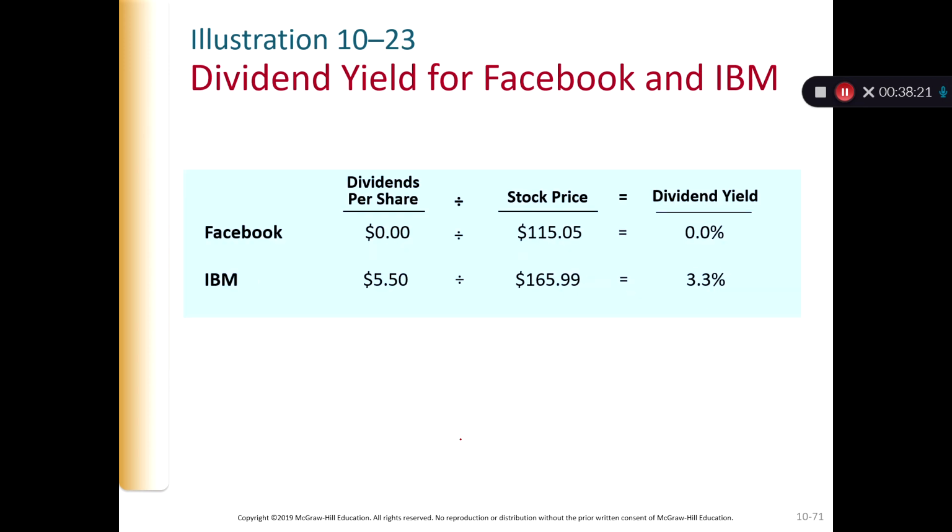Okay, so let's look at the dividend yield for Facebook. We know dividend yield uses dividend per share divided by stock price. Facebook declared 0 dividend and IBM declared $5.50. That represents that small growth companies tend not to pay dividends. Facebook is special because from day one it decided not to declare a dividend, but usually small growth companies tend not to pay dividends, while larger, older, more mature companies probably do.